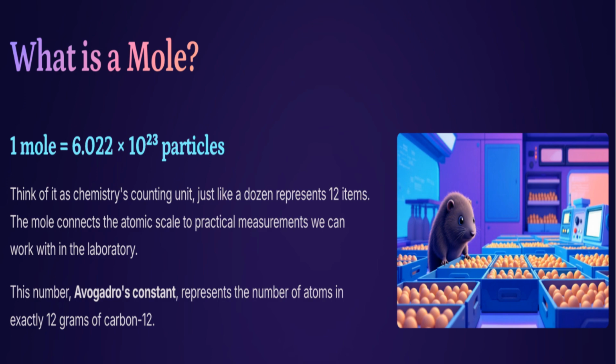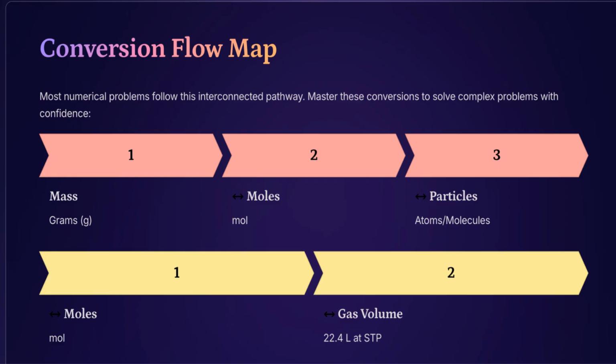So what is a mole? 1 mole equals 6.022 times 10 to the power of 23 particles. Think of it as chemistry's counting unit, connecting the atomic scale to measurable laboratory quantities. This conversion flow map illustrates the pathway for solving most numerical problems. You can convert between mass, moles, particles, and for gases, gas volume at STP.